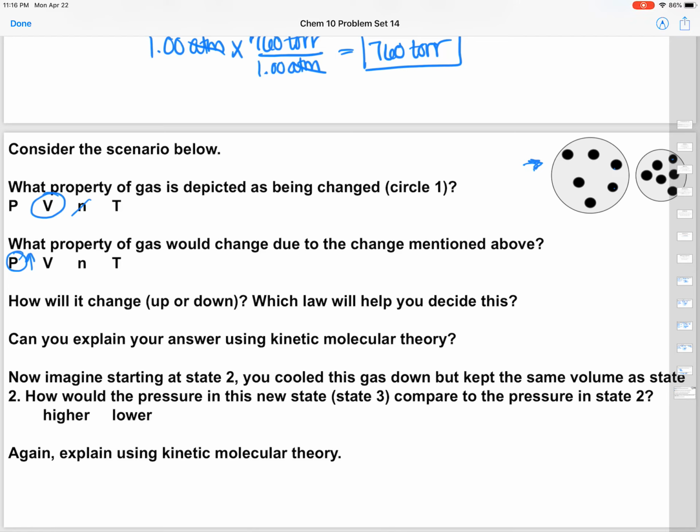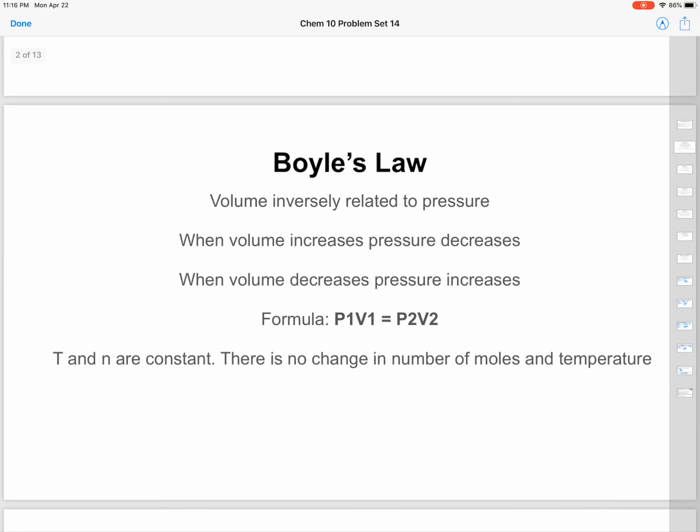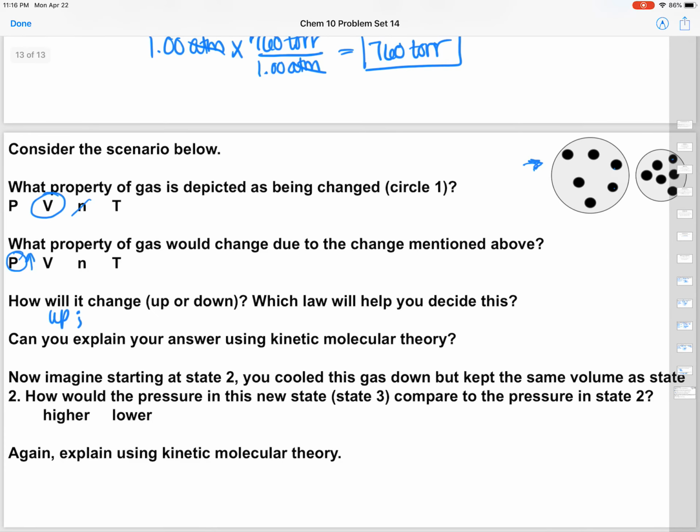How will it change, up or down? Well, we just said that our pressure is going to increase, so it's going to go up. And which law will help you decide that? That's the one that we just checked out, which was Boyle's law. Again, volume inversely related to pressure. Volume decreases, pressure increases.